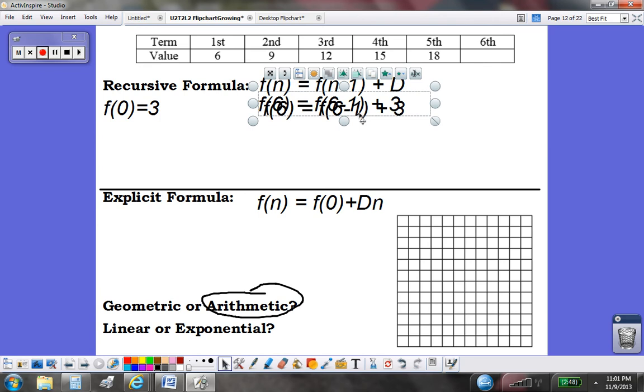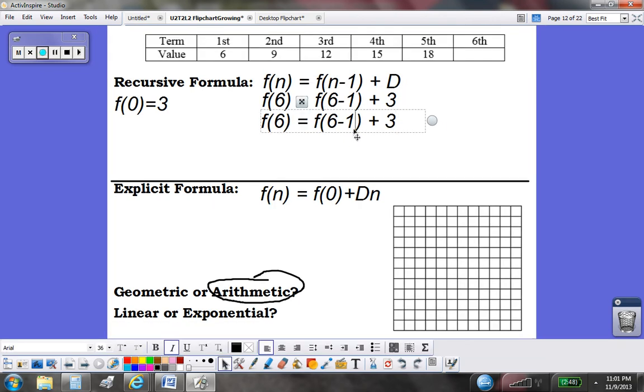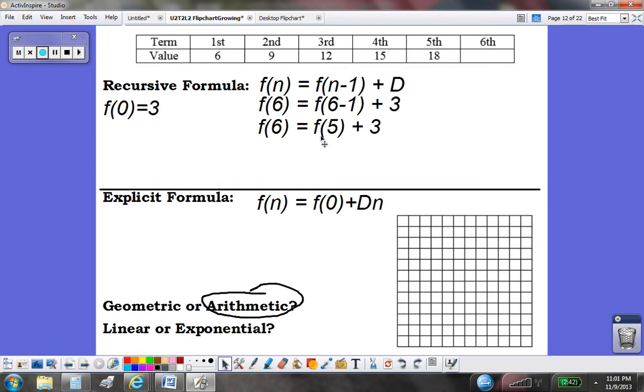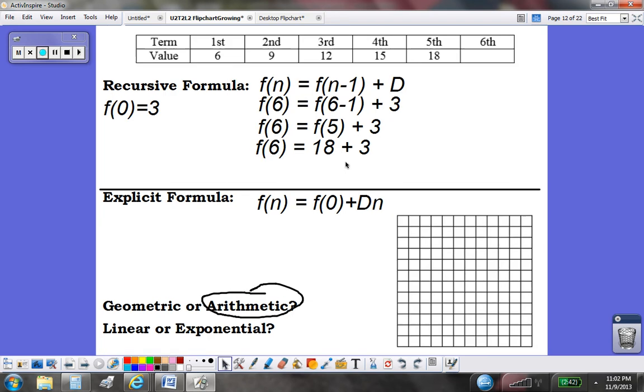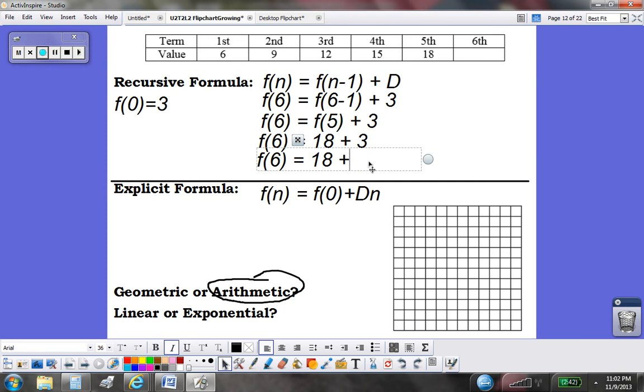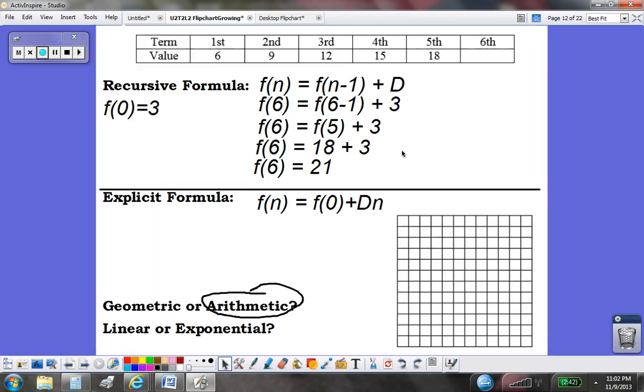Alright, so now I can simplify that. 6 minus 1 is 5, and what I have here is f of 5. So again, the f of n minus 1 is really the fifth term. Okay, so what is the fifth term? 18. So I'm going to go ahead and type that in, and work this out. 18 plus 3 is 21. And there you have it. Okay, there's my sixth term using the recursive formula.